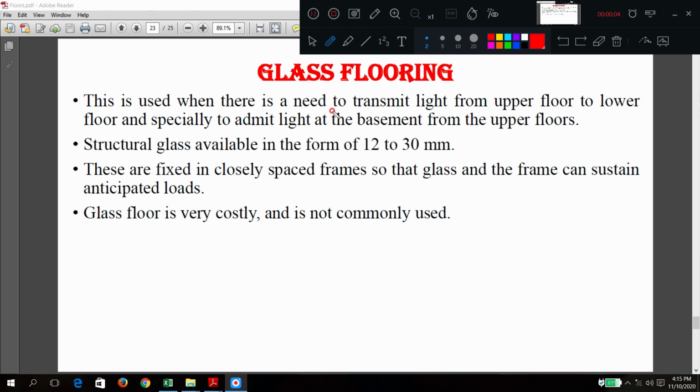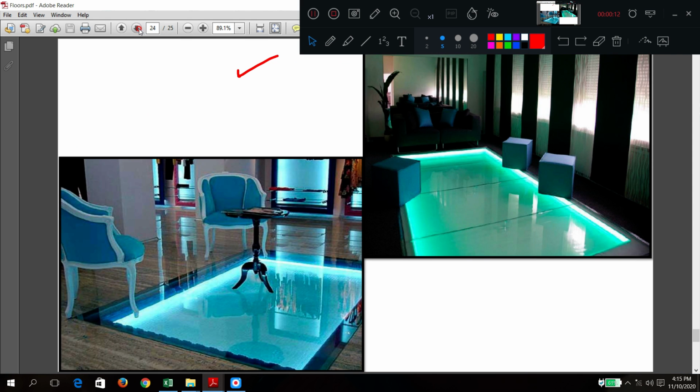Good evening friends. In the previous video we started the discussion on glass flooring. First I will show the picture. Now, how will the glass flooring appear? When there is a need to transfer light from this floor to the ground floor or the floor next or below, that time we can have glass flooring.